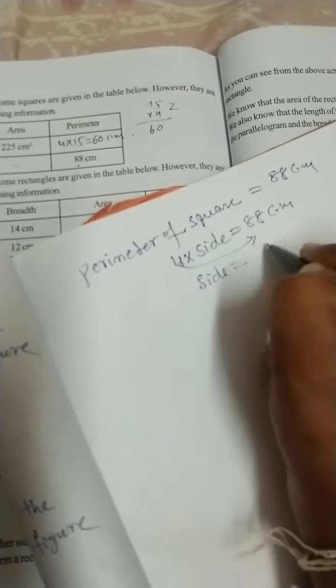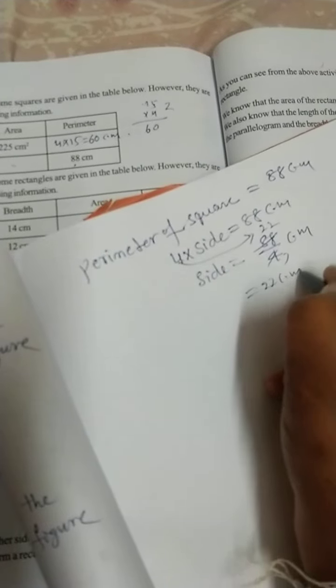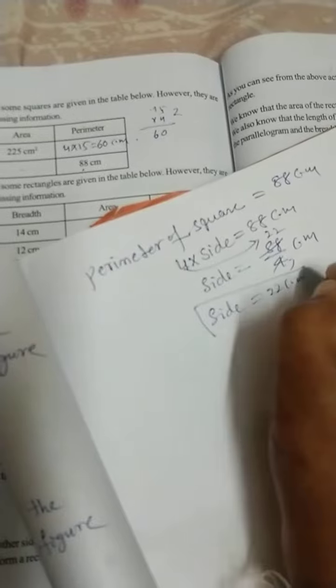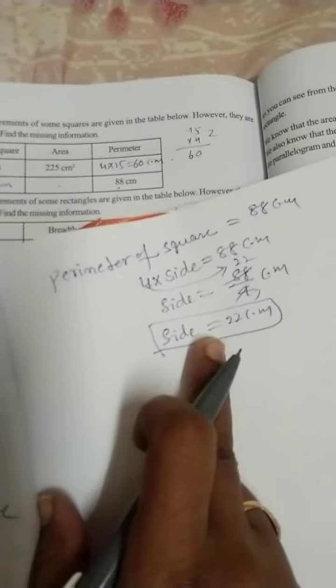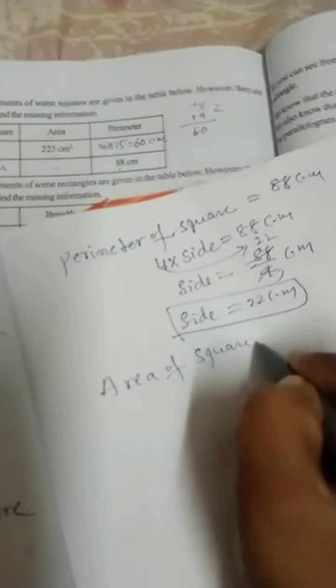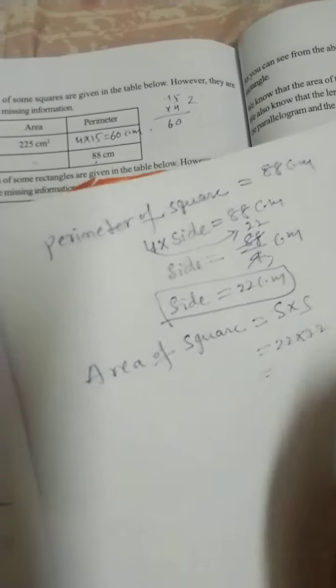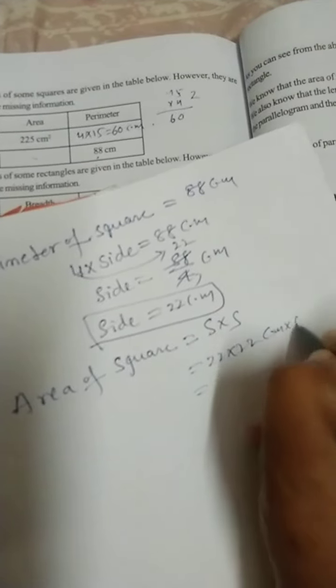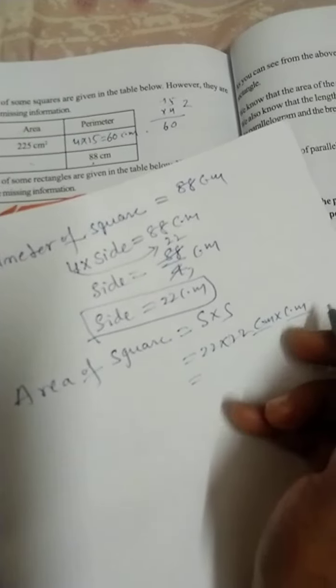So take the transpose of multiplication, division. 4 2s are 8, 4 2s are 8. So 22 centimeters. Side of the square: 22 centimeters. Now we can write here 22 centimeters. Now that we know the side, we can find the area. Area of square is side into side, meaning 22 into 22. You can multiply. Here centimeter into centimeter also we should write. Don't forget the units. Area we can measure in square centimeters or square meters.